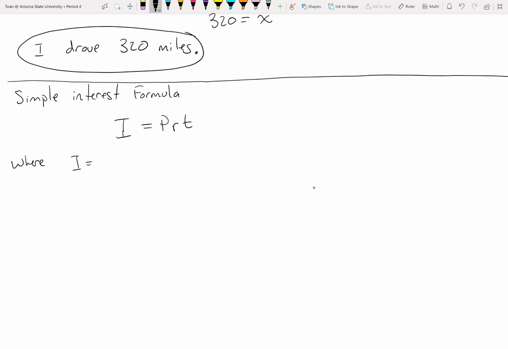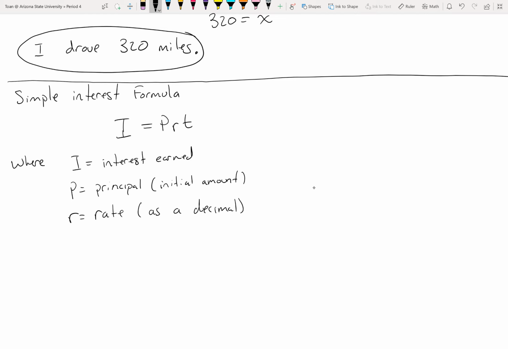Where I equals the interest, no duh, earned, P is the principal, which is an econ term for the initial amount. R stands for the interest rate, so R is the rate. But the important thing about R, it must be a decimal. If kids are going to make a mistake, they usually go, if they say 5%, they plug in a 5. It has to be a decimal. And T is, not surprisingly, time.